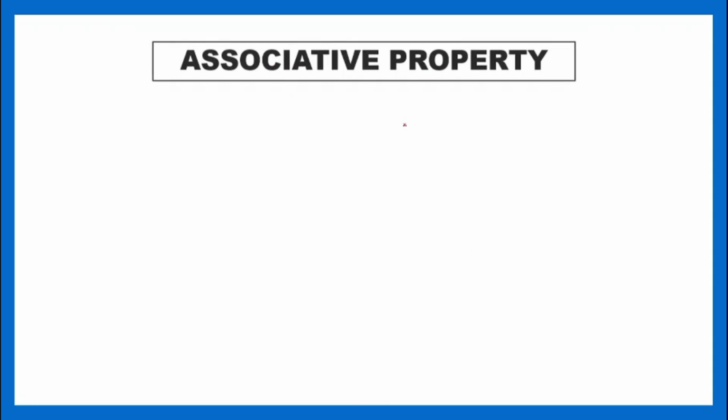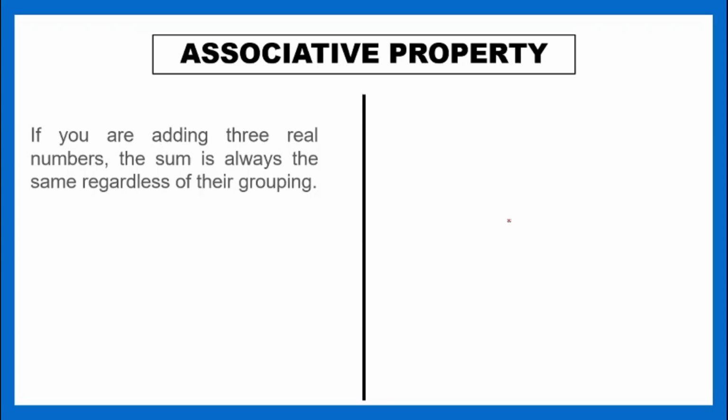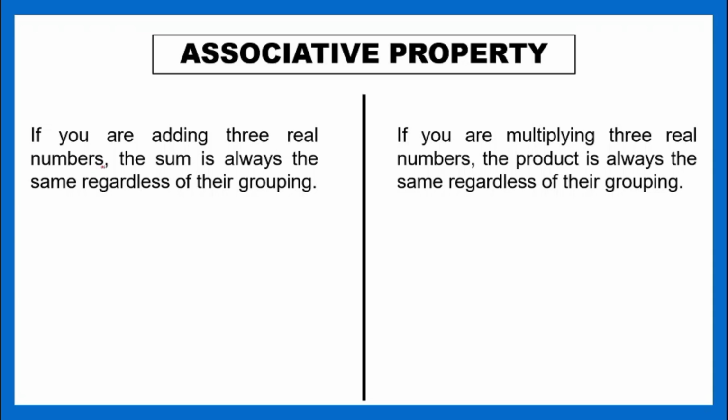And last one, associative property. Ano naman meron kay associative property? Ayan. So, eto, nahati din ulit sa addition tapos multiplication. And let's start first with addition. If you are adding 3 real numbers, the sum is always the same regardless of their grouping. Ayan. Very important ito. Ito naman yung maganda kay associative property.